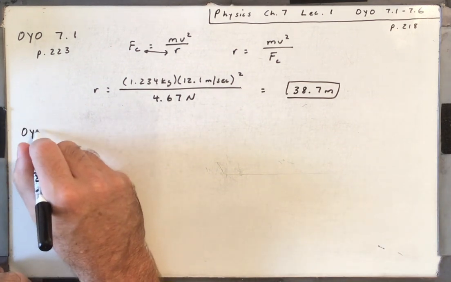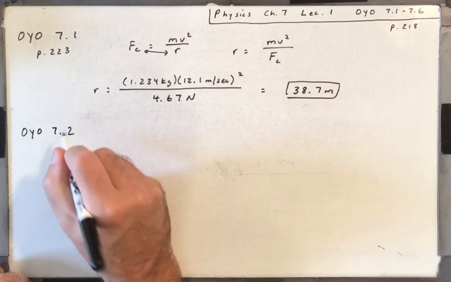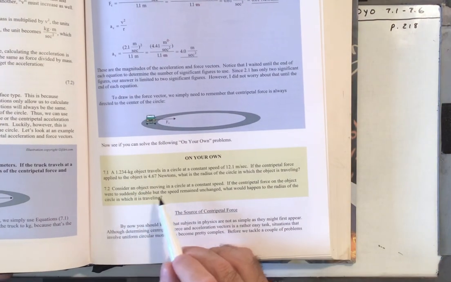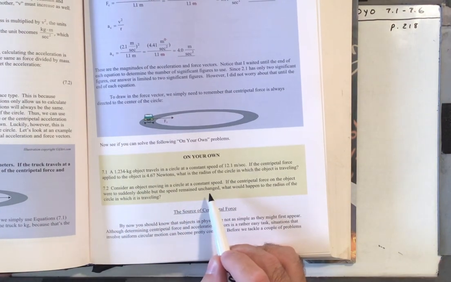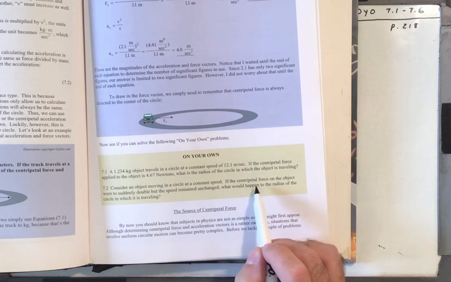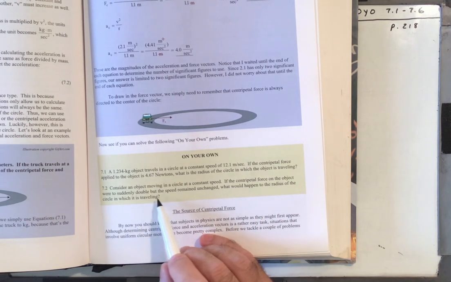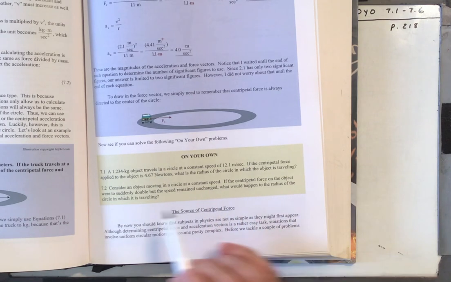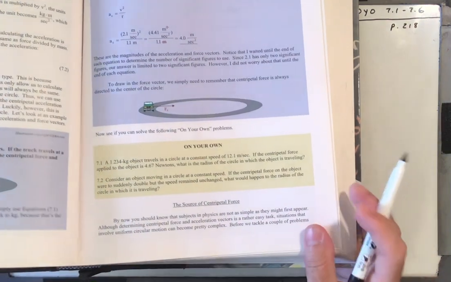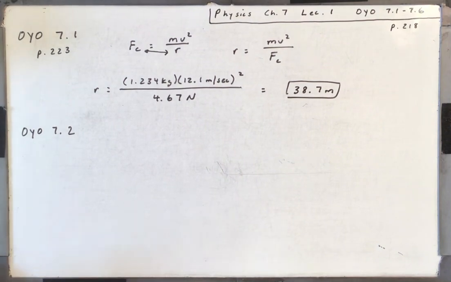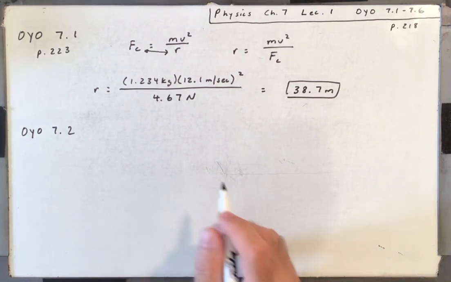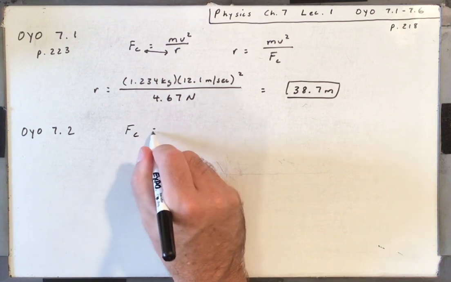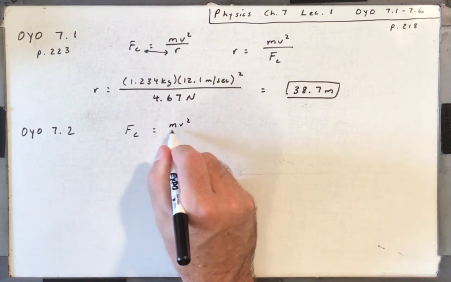All right, how about 7.2 right underneath that one? It says, consider an object moving in a circle at a constant speed. If the centripetal force on the object were to suddenly double but the speed remained unchanged, what would happen to the radius of the circle in which it's traveling? So this isn't a math problem, it's a logic question. So let's say we have F sub c is mv squared over r.